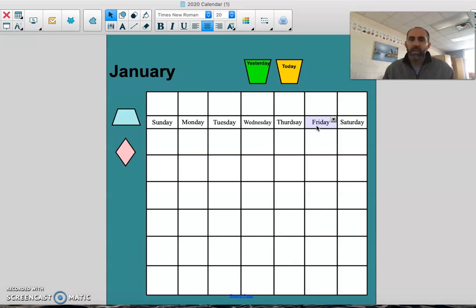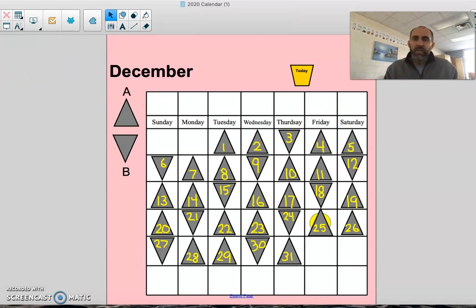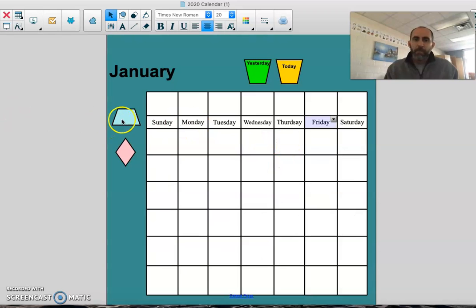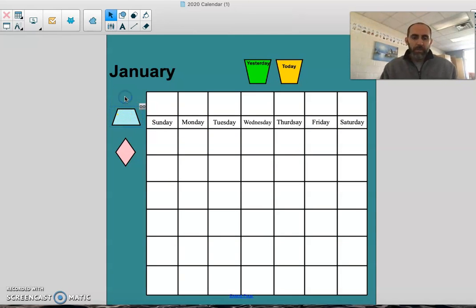So now we're going to make another pattern, just like in December. It's going to be an A-A-B pattern. But this time we're going to use some new shapes. We're going to use a trapezoid right here. The trapezoid is going to be our A.